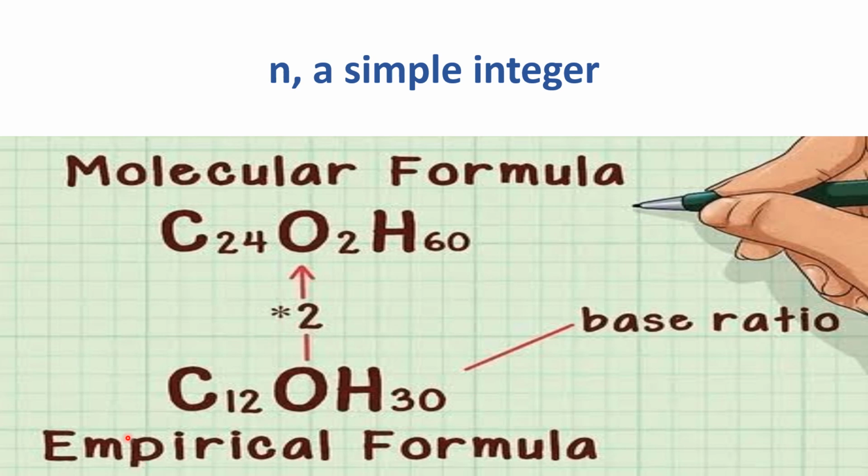This is the empirical formula. जब हम n को empirical formula के साथ multiply करेंगे, we will get the molecular formula. Empirical formula was C12OH30. जब हमने multiply किया इसको 2 के साथ, it will become C24O2H60.